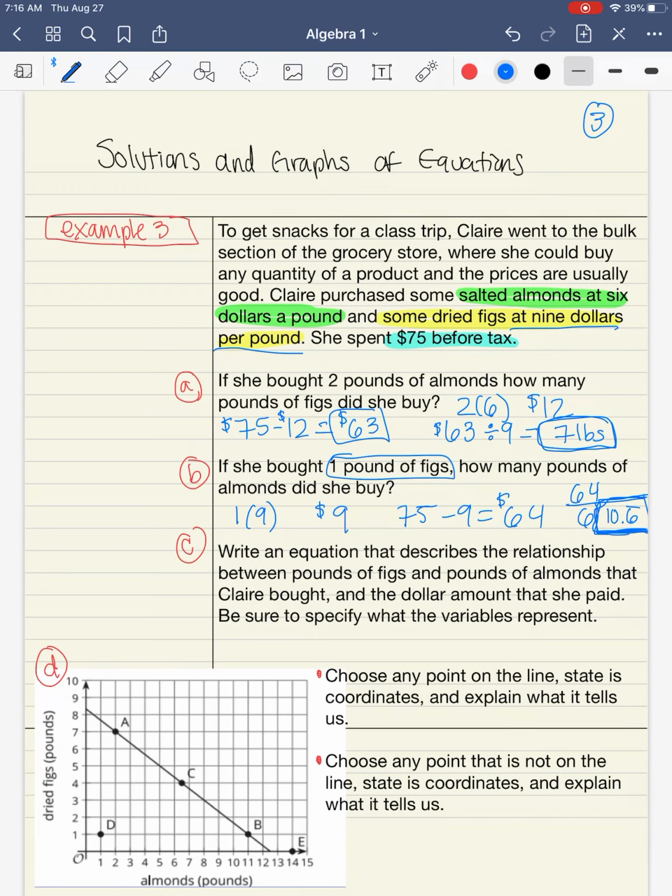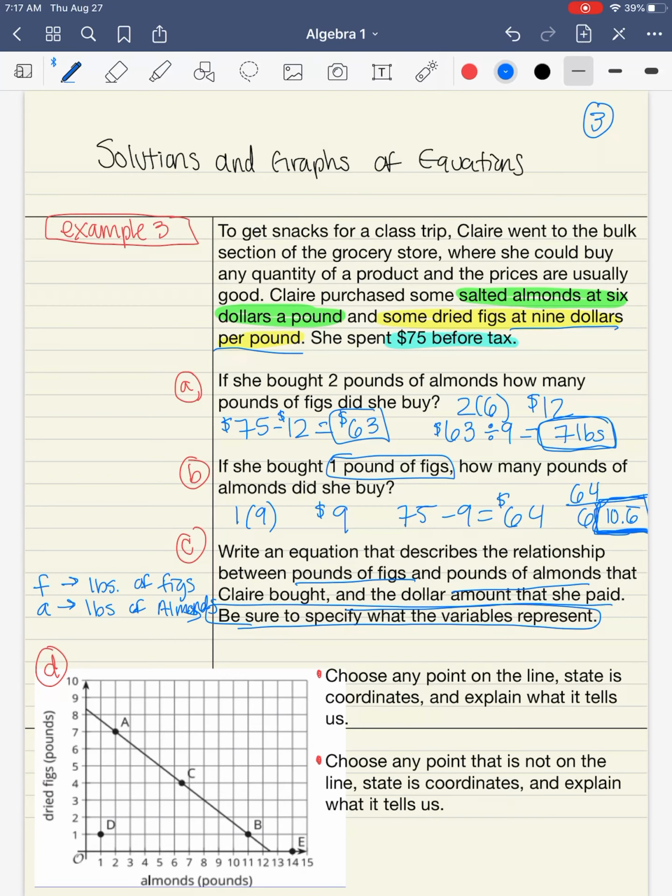All right, so part C says write an equation that describes the relationship between pounds of figs and pounds of almonds that Claire bought and the dollar amount that she paid. Be sure to specify what the variables represent. That's something that we really need to do every time. So if I'm going to do figs and almonds, I'll do F and A. All right, so F being pounds of figs and A being pounds of almonds.